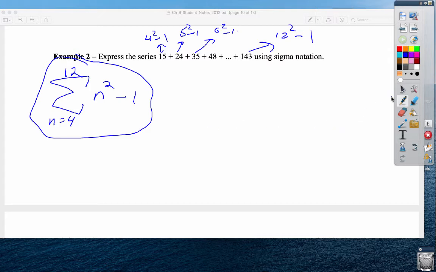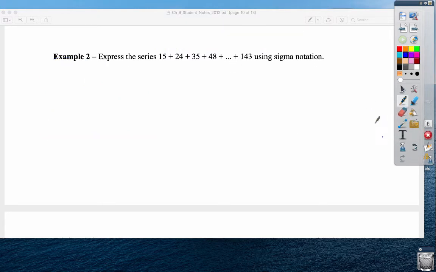Okay, let's get to the next page, which is really the nuts and the bolts and going to be very similar to what you're going to do on your worksheet for today, the summation worksheet. All right, let's see here.